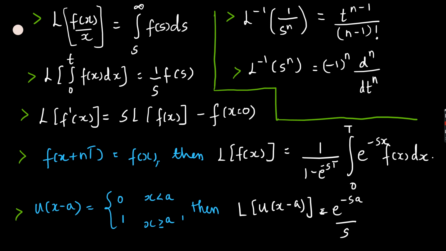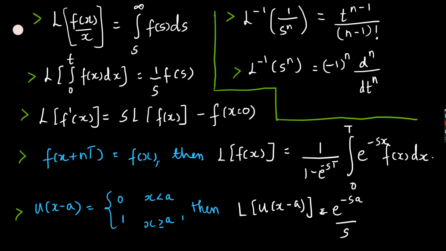So if you have any derivative, like you have a differential equation and you have to solve that differential equation, you're going to use this f prime of x. And the next one is the periodic function f(x + nT). That is, if the function repeats itself after some period, then you're going to use directly this formula.